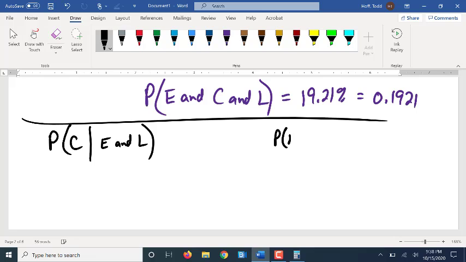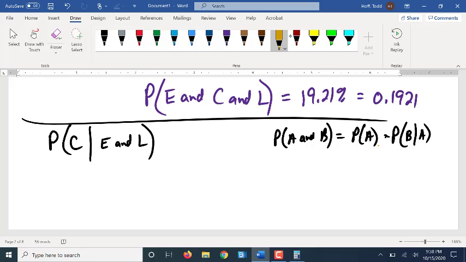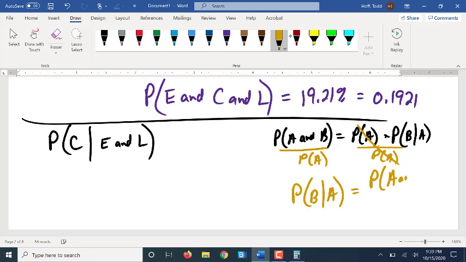We know that P of A and B is P of A times P of B given A. Well, if I divide both sides of that by P of A, what that tells me, of course, is that P of A cancels out. P of B given A is equal to P of A and B divided by P of A. That's what we're going to apply here.